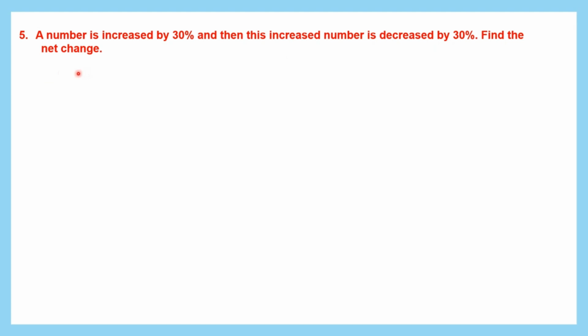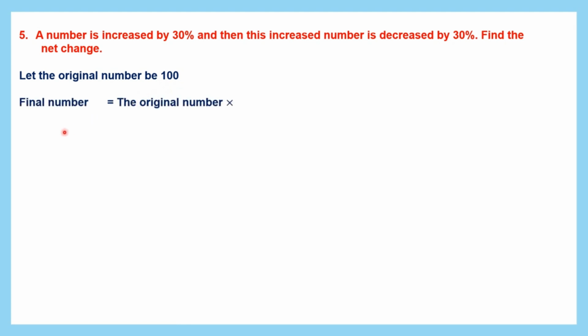Find the net change. Okay, so we don't know what the number is, so let the original number be 100. So in that case, there is a way to find out this net change. First, to find the final number, we need to say the original number, that is 100, into 1 plus 30 by 100, because it's increased, into 1 minus 30 by 100 because it's decreased.